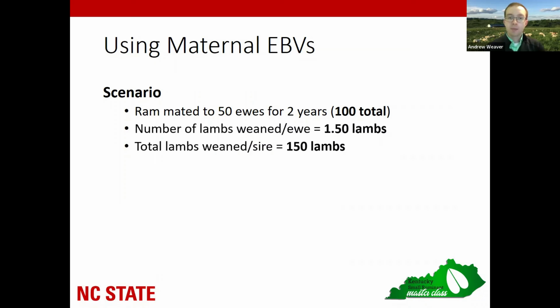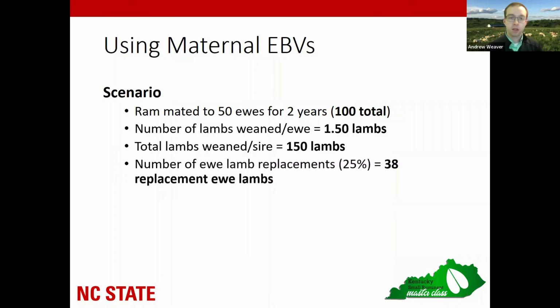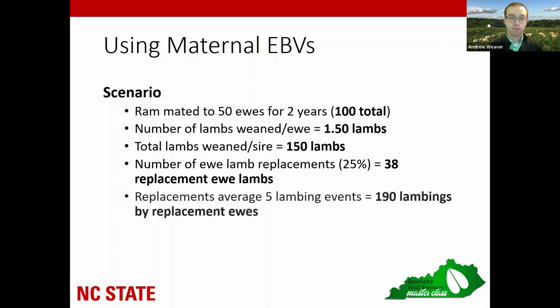Our average number of lambs weaned per ewe is 1.5 lambs, a 150% lamb crop. So we're going to wean a total of 150 lambs per sire. Over their useful life, over those 2 years, we're going to get 150 lambs out of one ram or the other. From that, we're going to retain 25% as replacement ewe lambs. So we're going to keep roughly 38 replacement ewe lambs from one of these matings.